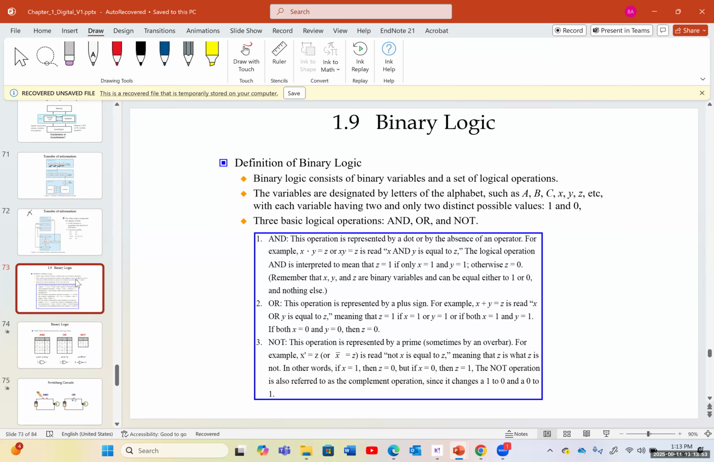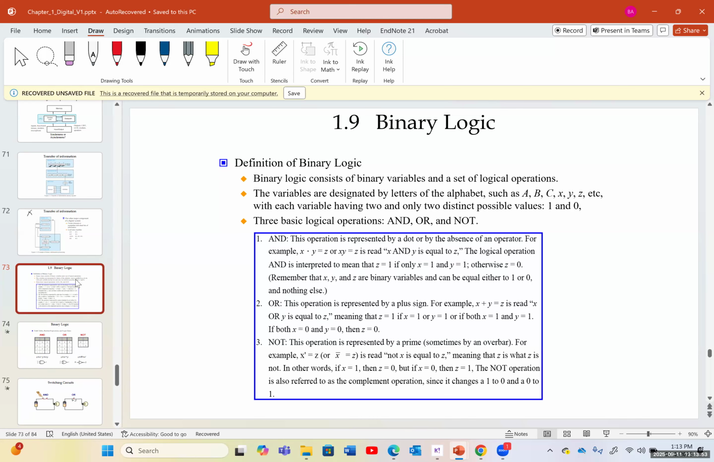The AND operation is represented by a dot or by the absence of any operator. For example, A dot B, or we will write it AB like this. So AB is equal to C, or A dot B is equal to C. And we call it AND, so it's A and B. For AND logic, if A and B are both 1s, then the answer would be 1. If one of them is 0, the answer would be 0.